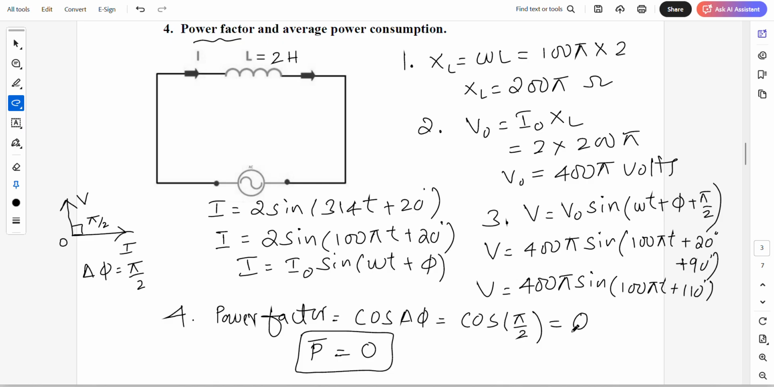Okay. Hope you understood this. Power factor is also 0. Let us go to the next sum.